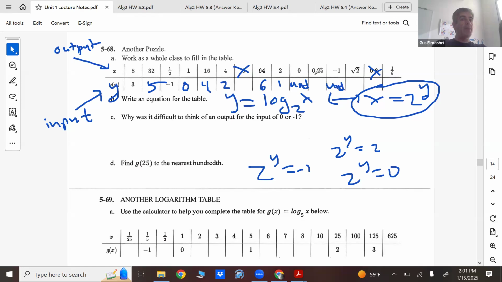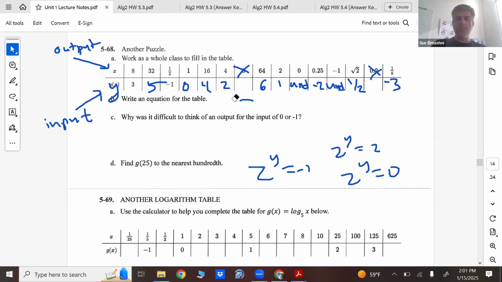But oh, were you doing 0.25? I'm sorry. Yes, you're correct. That is -2. Sorry about that. Okay. This one will be 1/2. And this one will be -3. Because they're weird decimals, I didn't feel like doing it.